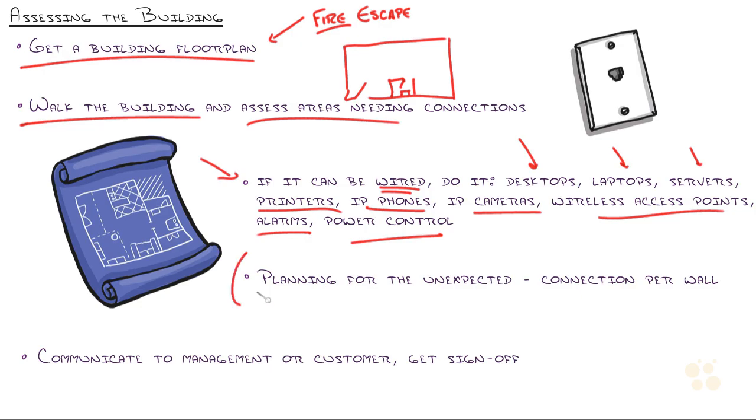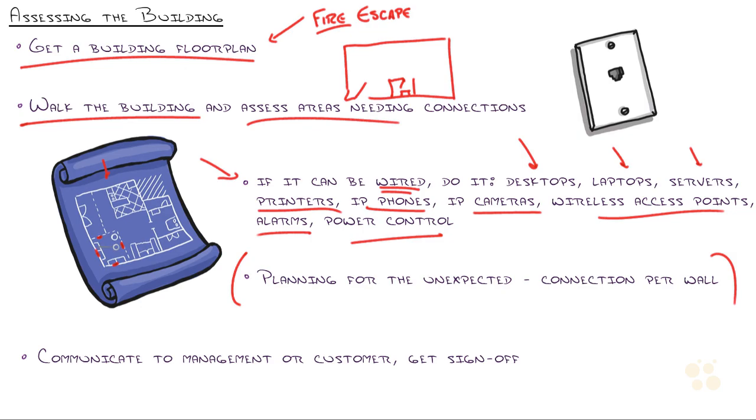You might just choose a strategy to plan for the unexpected and put one connection per wall. If this is your floor plan, you might say, hey, I'll just put a cable here, a cable here, a cable here, and a cable here. So I know no matter where they locate the desks or the devices in that room, there's going to be at least one wall jack there.